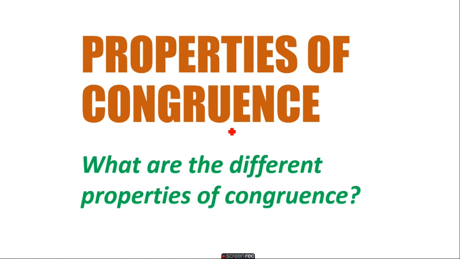Now, we also have the different properties of congruence. What are the different properties of congruence? Congruence is symbolized by this. That is the congruent symbol. For equality, of course, we know that it is just the equal sign. So that is equality.